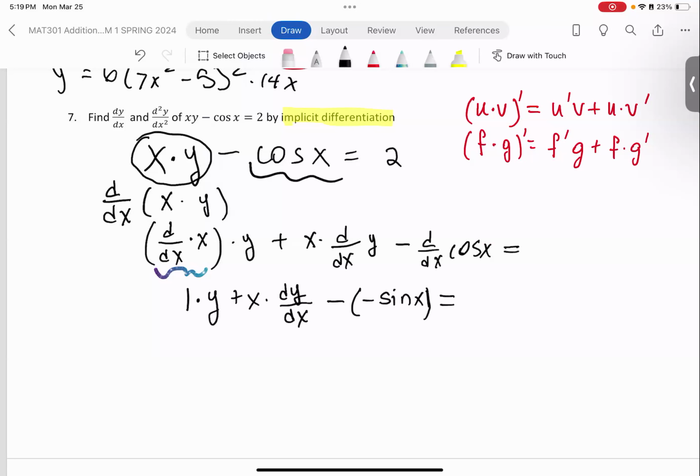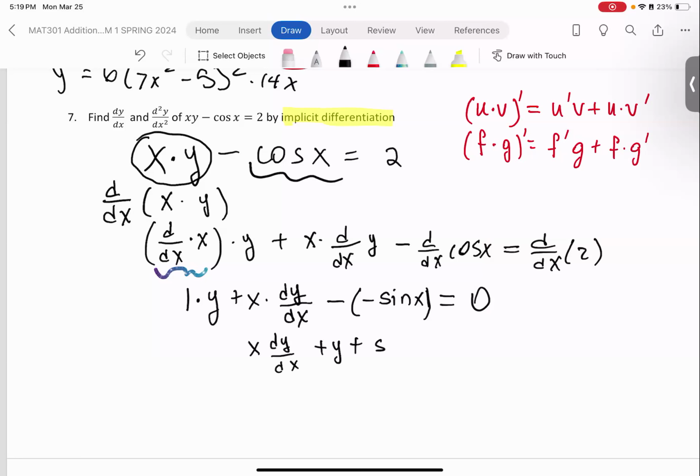And then equals to the derivative of 2. What's the derivative of 2? 0. So here we go, we differentiated this. So then you can write what dy dx is. So you're trying to isolate it. So we can have this one right here, and then got the y.